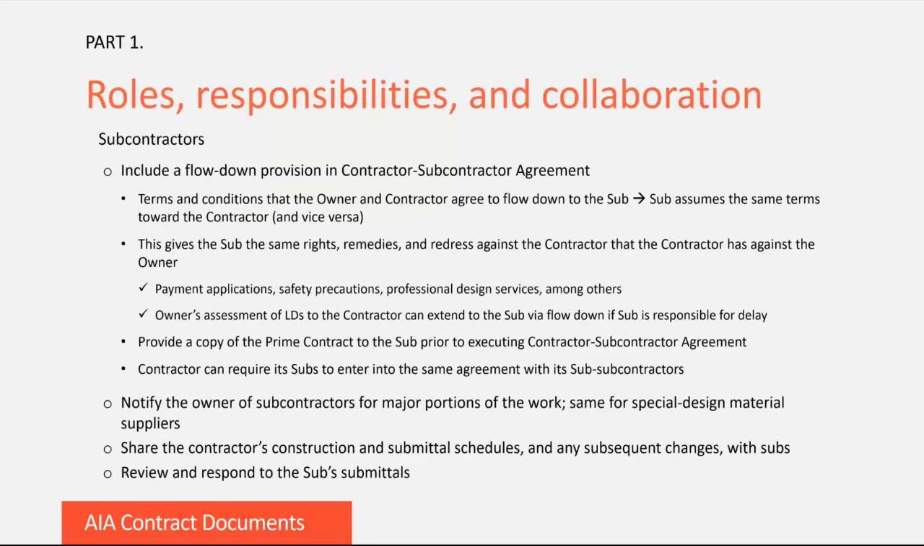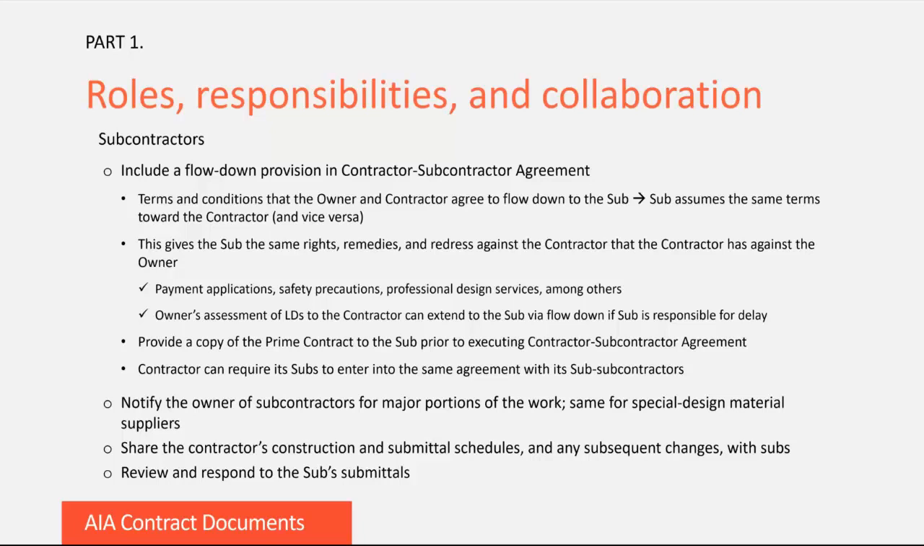When putting together your contract with subcontractors, it's a good idea to include a flow-down provision to the effect that terms and conditions in the owner-contractor agreement, also known as the prime contract, flow down to the contractor-subcontractor agreement. Examples would be payment terms, safety obligations, professional design services, and procedures for handling hazardous materials.